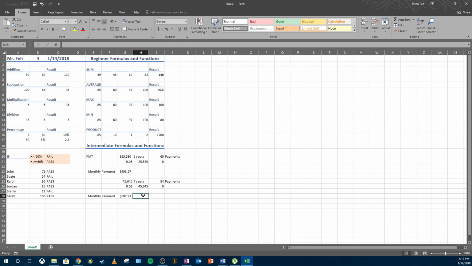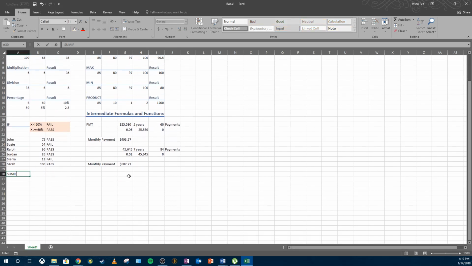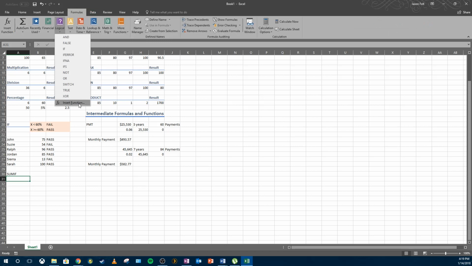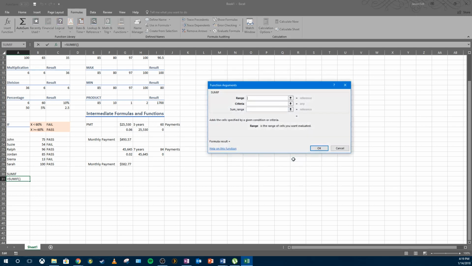Okay, so SUMIF and AVERAGEIF. So we're going to go back over here to the logical tests. SUMIF takes the sum of values based off of specific criteria. This will be on your certification exam because I saw it on there. SUMIF adds the cells specified by a given condition or criteria. So if I wanted to do that, we're just going to keep the same example.